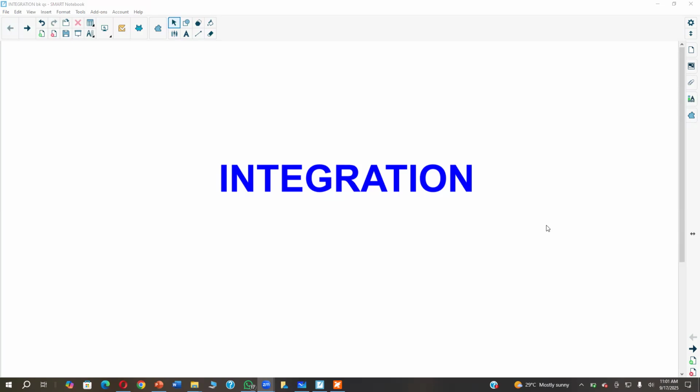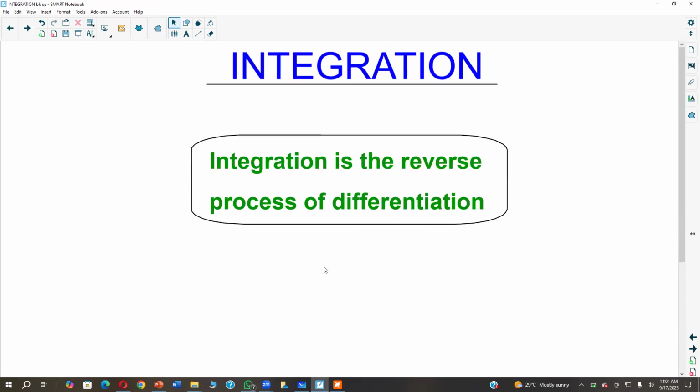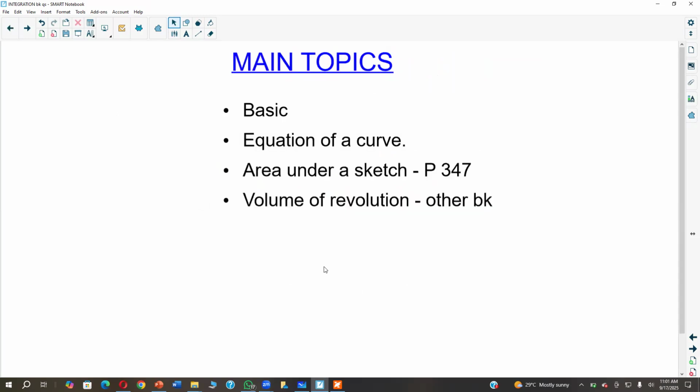Integration is defined as a process in which we reverse the differentiation. Integration is the reverse of differentiation. So when you differentiate a function, you actually decrease the power by 1. Here, you will increase the power by 1. The main topics in this chapter are the basic integration, equation of a curve, area under a sketch, and volume of revolution.